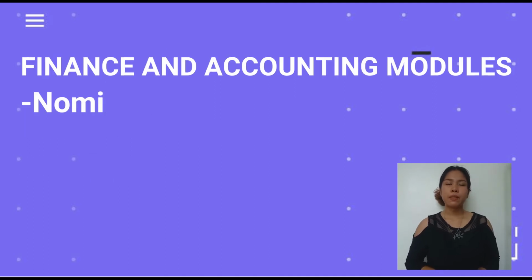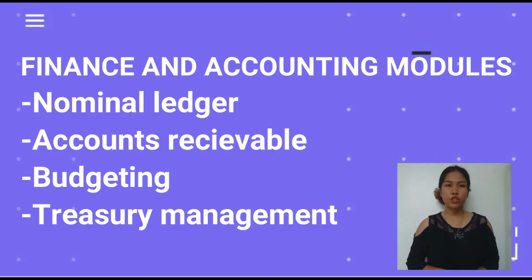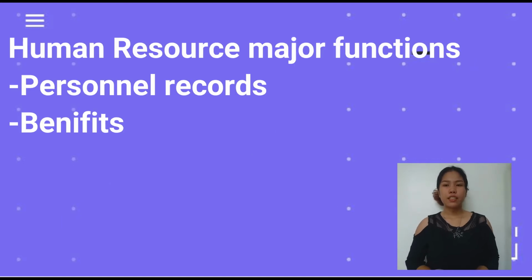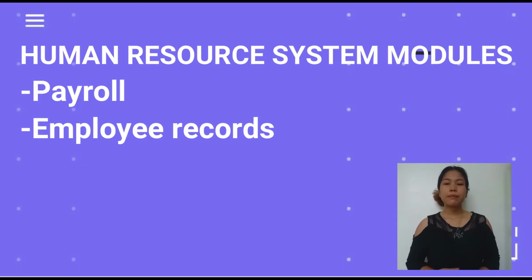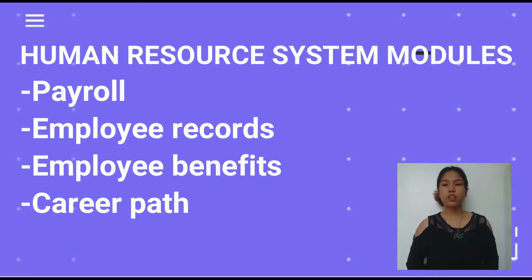The system might be split into a number of modules including nominal ledger, accounts receivable, budgeting, and treasury management. The human resource TPS major function would typically include personnel records, benefits, salaries, labor relations, and training. The system might be split into a number of modules including payroll, employee records, employee benefits, career path, or appraisal.